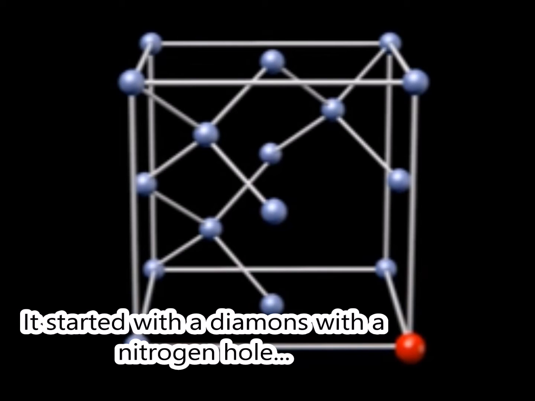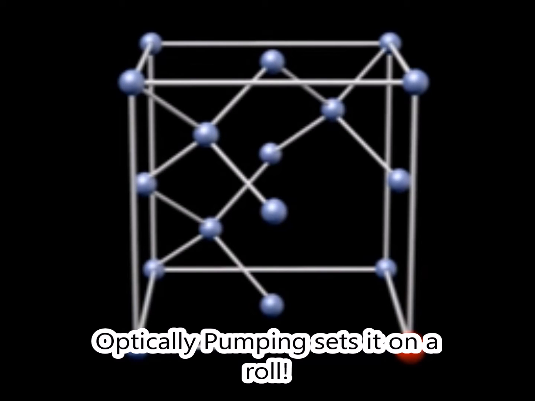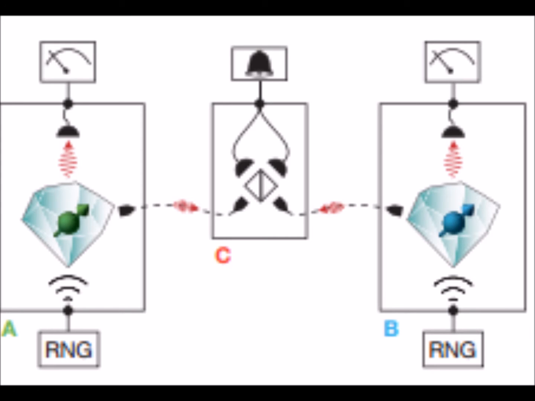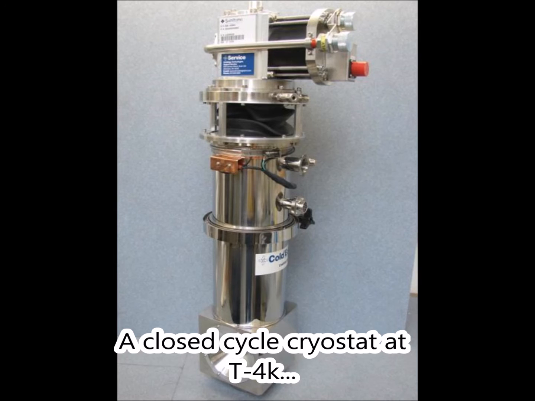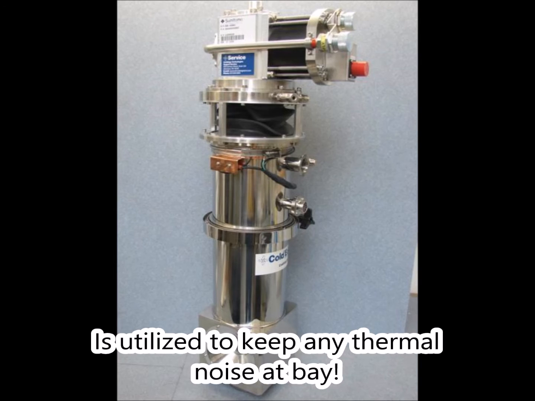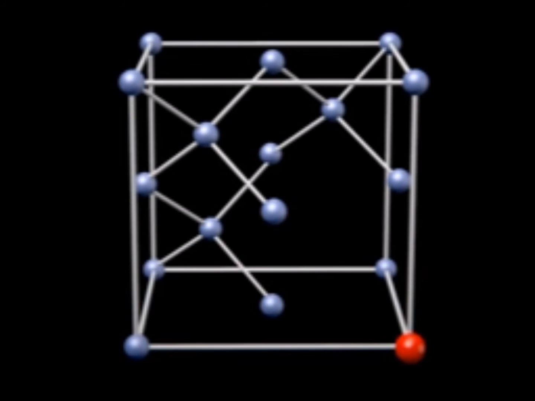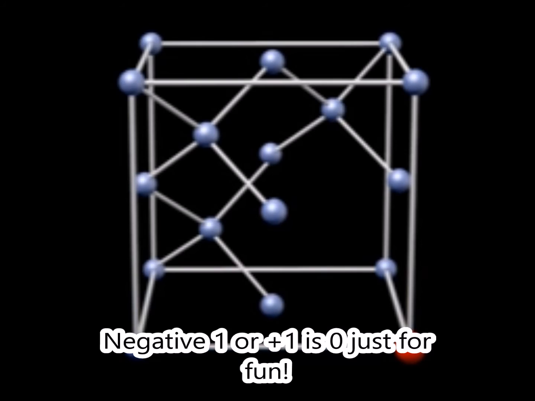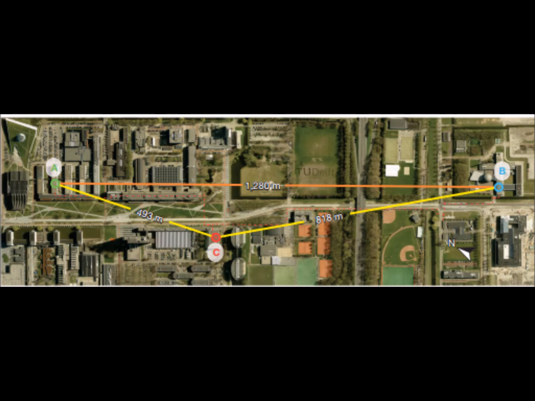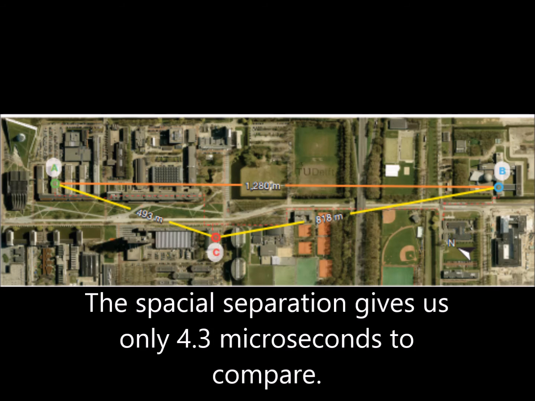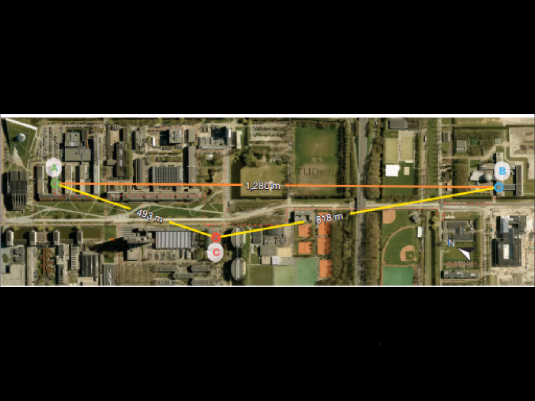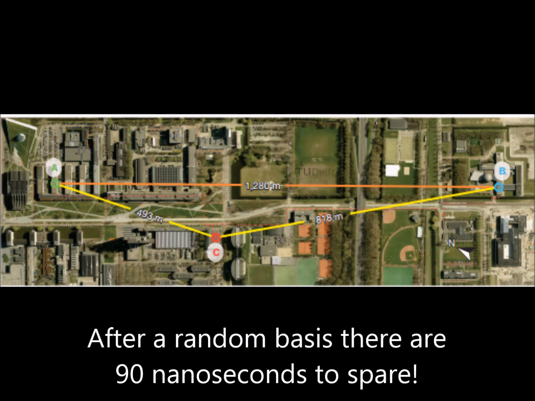It started with a diamond with a nitrogen hole, optically pumping sets it on a roll. A closed cycle cryostat at T equals K is utilized to keep any thermal noise at bay. M sub S of 0 is defined as 1, negative 1 or plus 1 is 0 just for fun. The spatial separation gives us only 4.3 microseconds to compare. After random basis, there are 90 nanoseconds to spare.